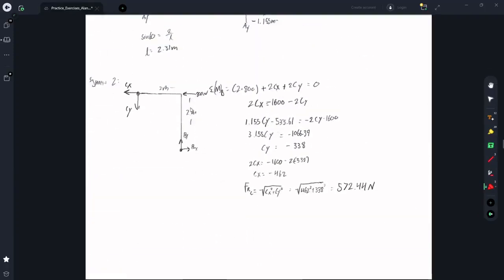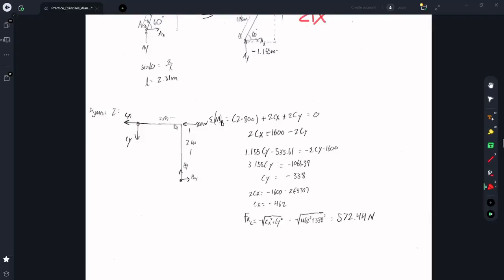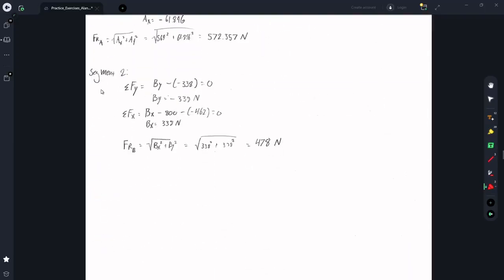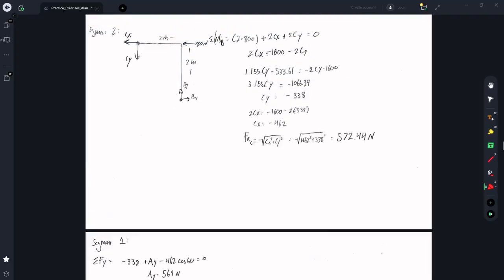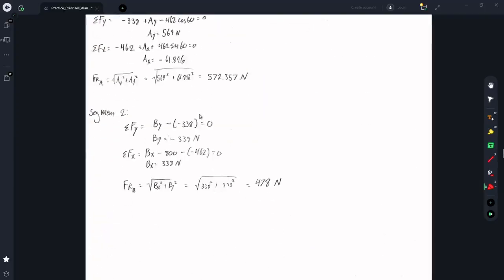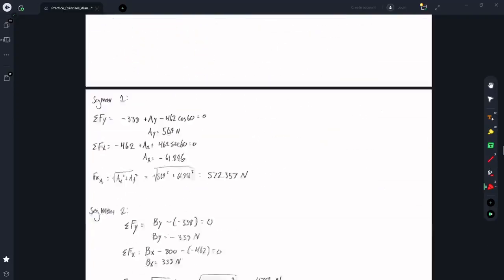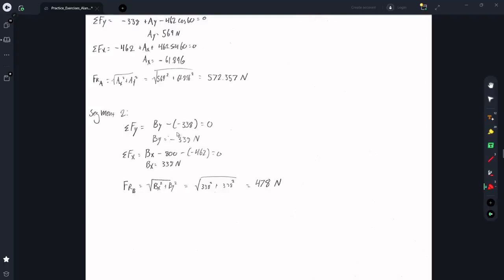So now finally, we're going to go back to the second segment or body and do the same thing, plug C into equations for the forces along the x and y directions. Doing that, this one is much simpler since it's only in the x and y. We have BY minus CY. CY we found was negative, but it doesn't matter. So plugging all that in, we got BY equals negative 338 newtons.